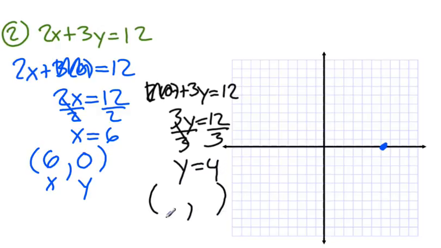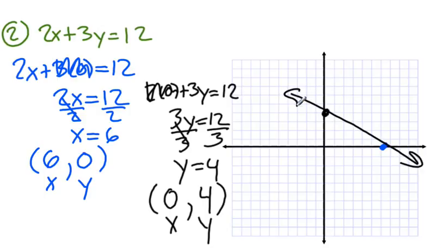So if I write it as an ordered pair, this is x and this is y. The y value is 4 and the x value is 0. Now I have a point on each of my axes, and so I'm going to connect those to form my line. Let's try out another one.